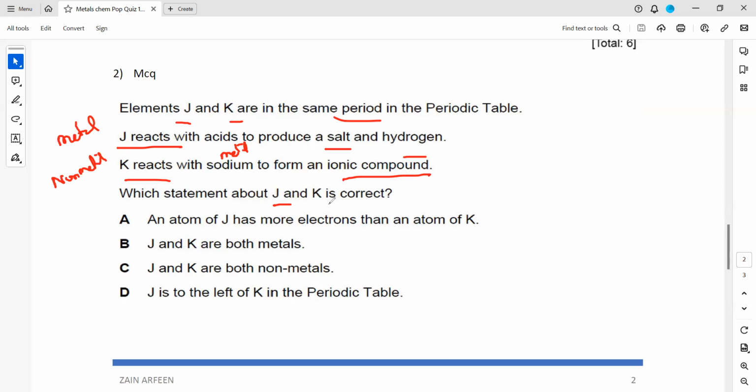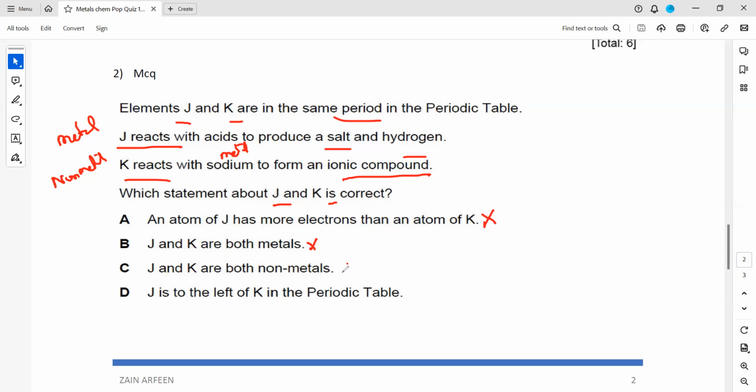Which statement about J and K is correct? An atom of J has more electrons than K. If J is a metal, a metal should have fewer electrons than a non-metal, so this statement is not correct. J and K are both metals? No, because if they are both metals, they should not form an ionic compound.